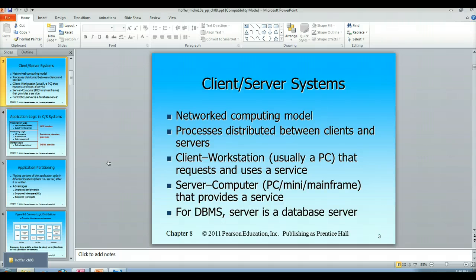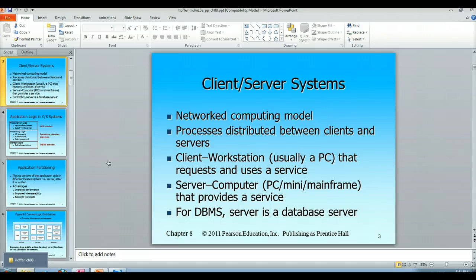So usually you've got a client workstation, and in today's business environment, it's usually a PC. We've got a lot more Macs popping up out there, but for the most part, American businesses have primarily PC clients. And those PCs request and use services that are provided by server systems. The servers on the other end could be big, or right down to a PC. A PC can serve as a server. You can have mini servers, you can have mainframe servers.